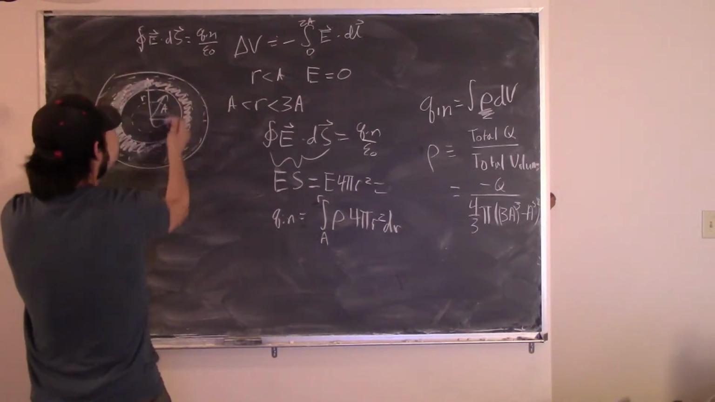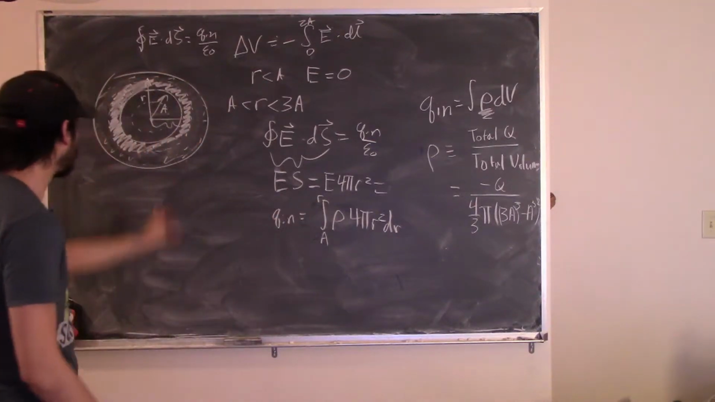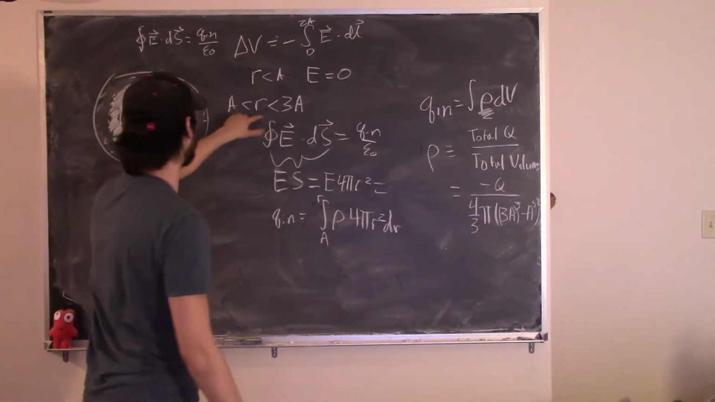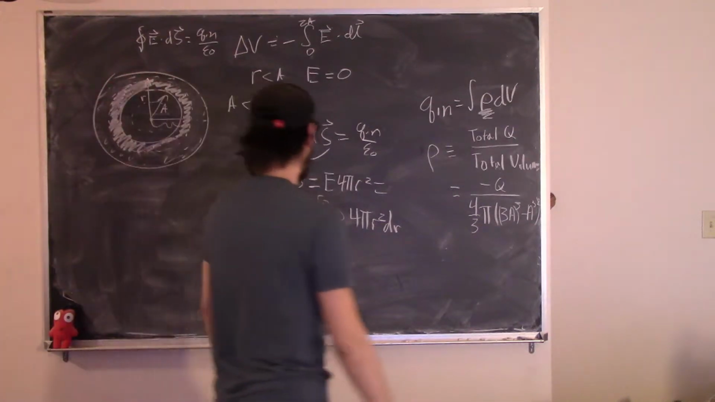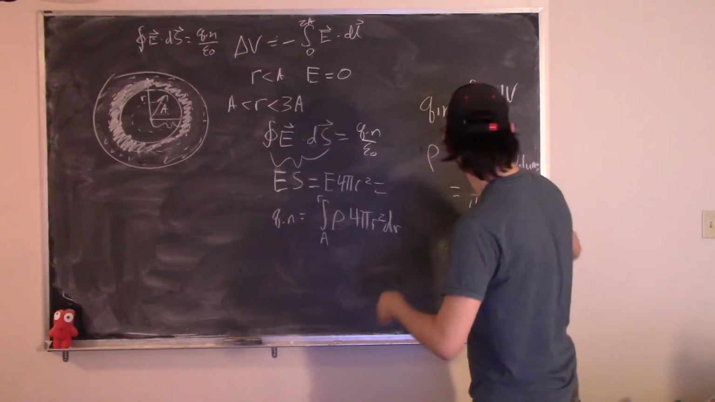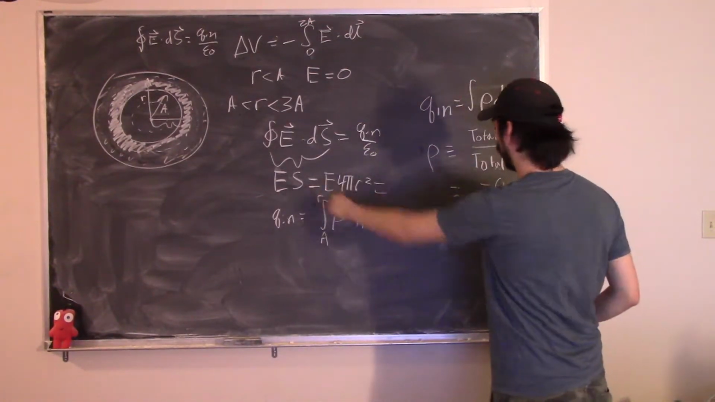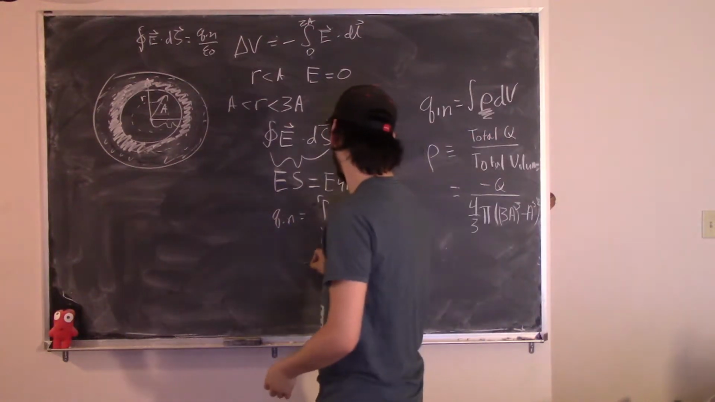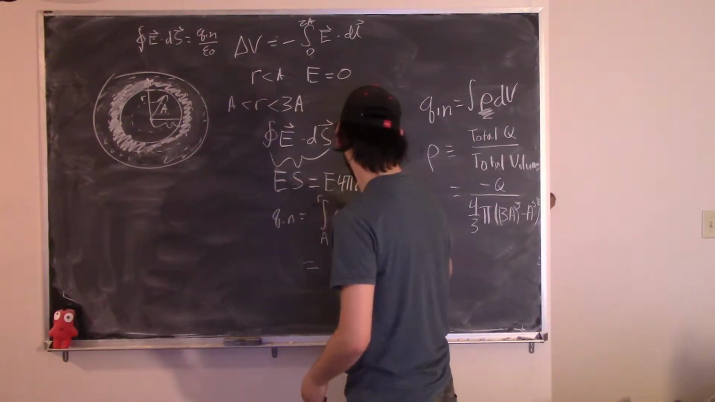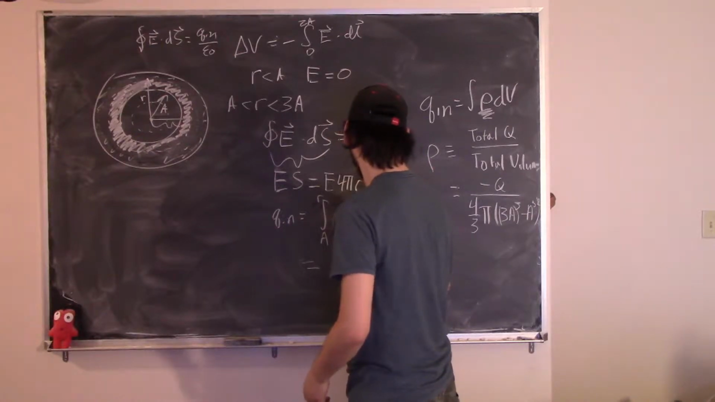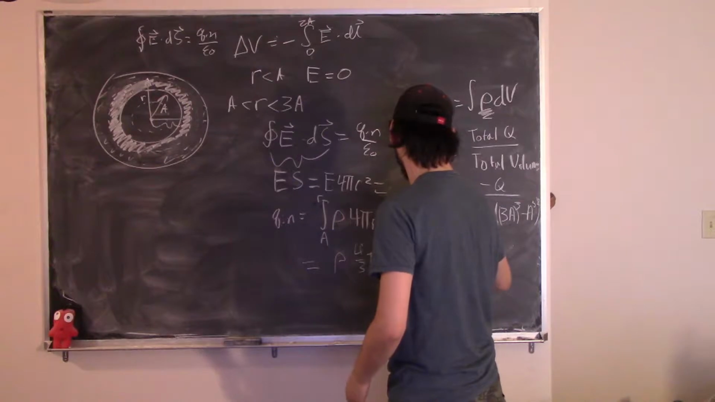And those stacks of shells only go up to the radius of lowercase r when I'm inside the insulator. In this region, r is between a and 3a. So what that means is the charge density I have here is a constant. I can just bring it outside of the integral. And so when I do this integral, I'm going to end up having rho times 4/3 pi times r cubed minus a cubed.